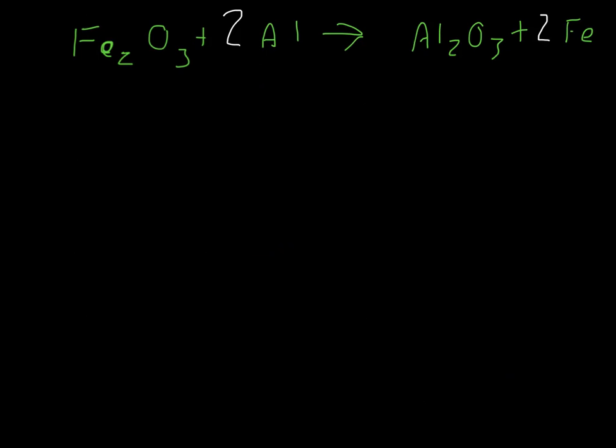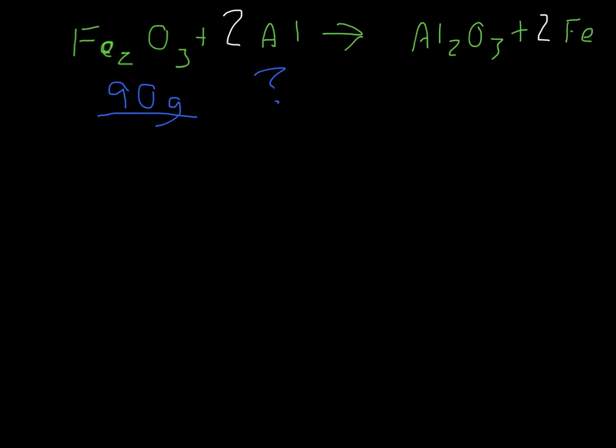So let's say we have 90 grams of our iron 3 oxide. How many grams of aluminum do we need in order to use up all of our iron 3 oxide in this equation? So I want to encourage you to try to figure this out on your own. Go ahead and pause the video and try to think through it.